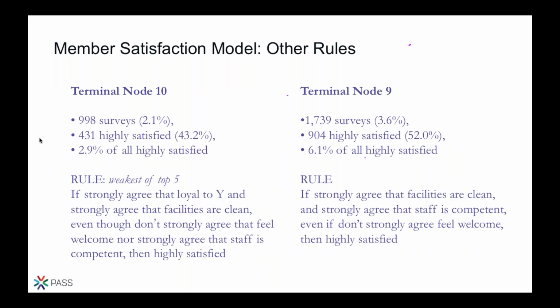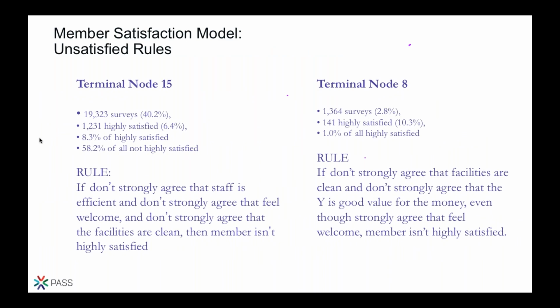Okay. Let's look at the other side. Let's look at the lowest satisfied shoppers. Here's the unsatisfied rules. Terminal node 15, 19,000 surveys, 40% of the population. If you don't agree the staff is efficient, and you don't agree that you feel welcome, and you don't agree the facilities are clean, then only 8.3% of those members were highly satisfied. So you're about 25%, 1 in 4, as likely to be highly satisfied.